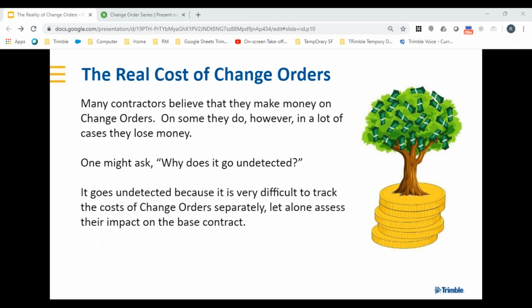The real cost of these change orders, many contractors believe that they make money on. Like I said, they just don't. Now, some of them are usually small, so these things get past us pretty frequently. There are little change orders that are constantly coming in. So that's where we kind of get lost in the woods a little bit in seeing what the real impact is. We get it off our plate.